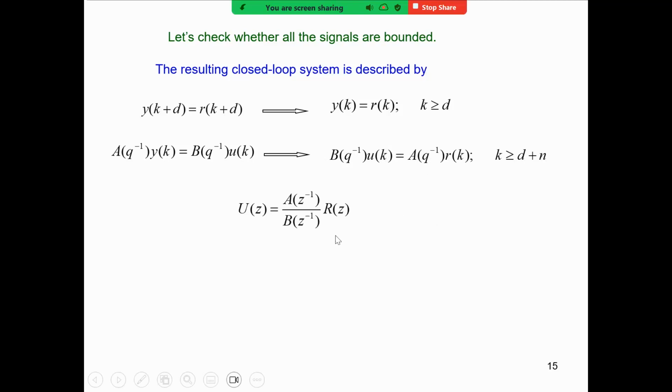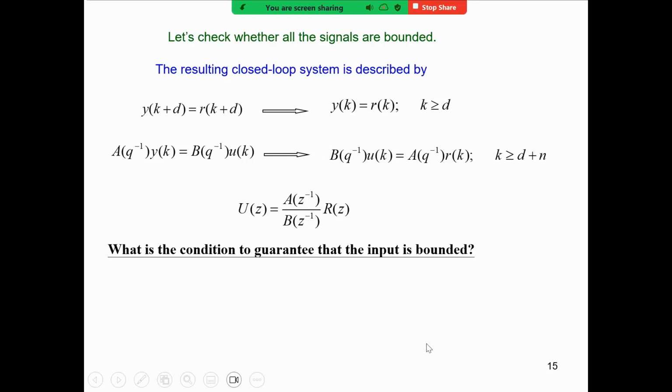Or you could get the transfer function from the reference signal to the input. This is the result. It is just A over B. Remember, this is the closed loop transfer function. It does not mean this is your controller, because we know if you implement a controller this way, it will not work. Right now, we just analyze the transfer function to understand the condition for the inputs to be bounded or not. If you look at this transfer function, what is the condition to assure that the input signals are bounded? What's the condition on B?